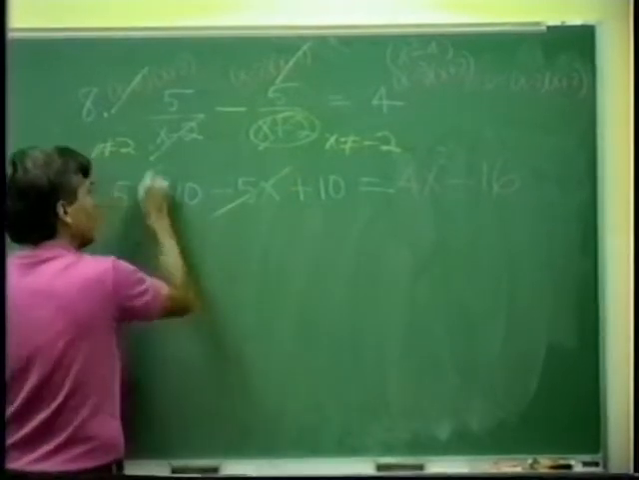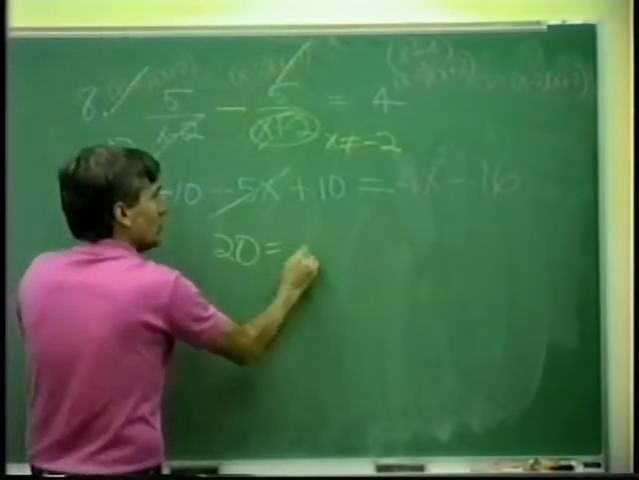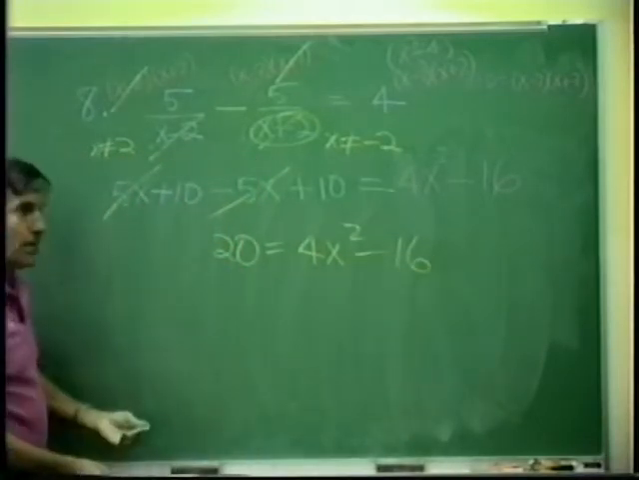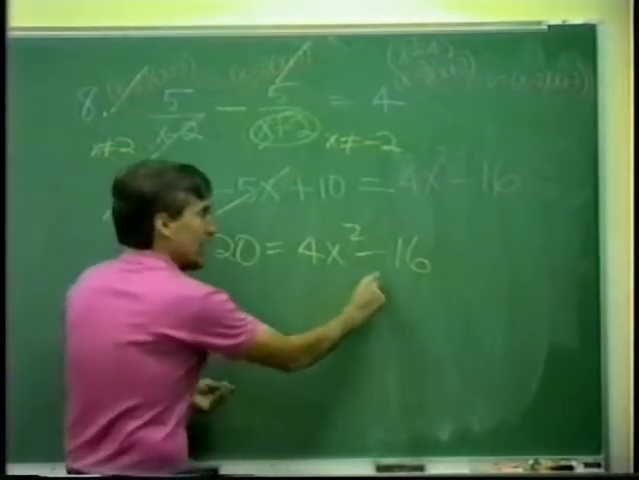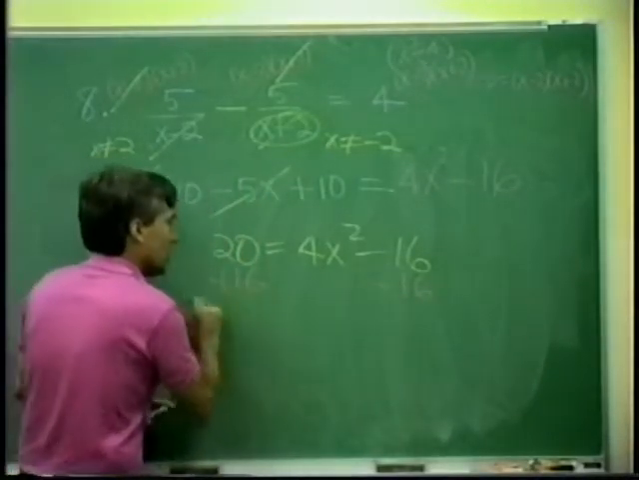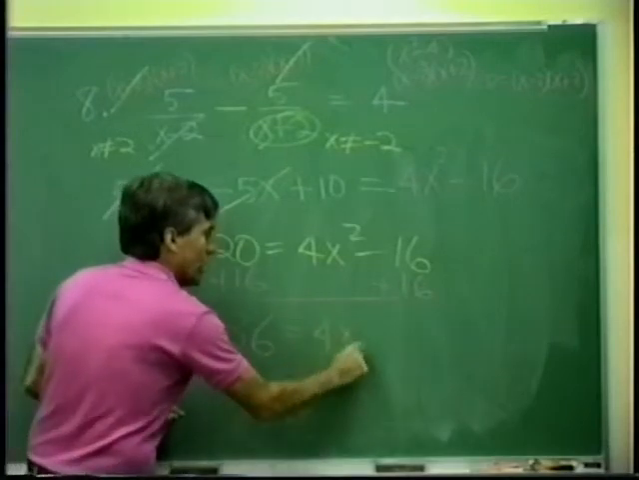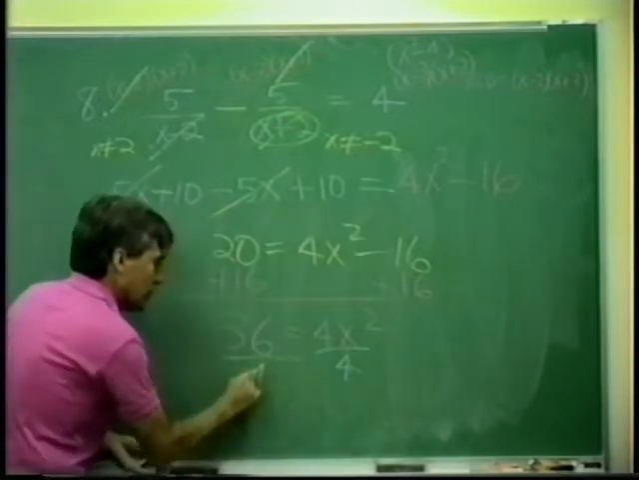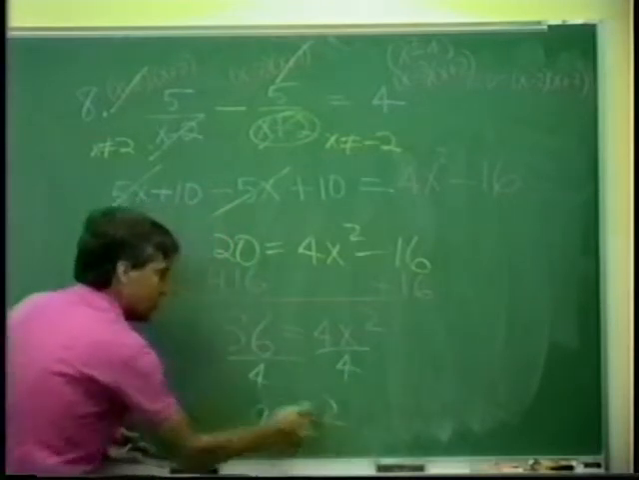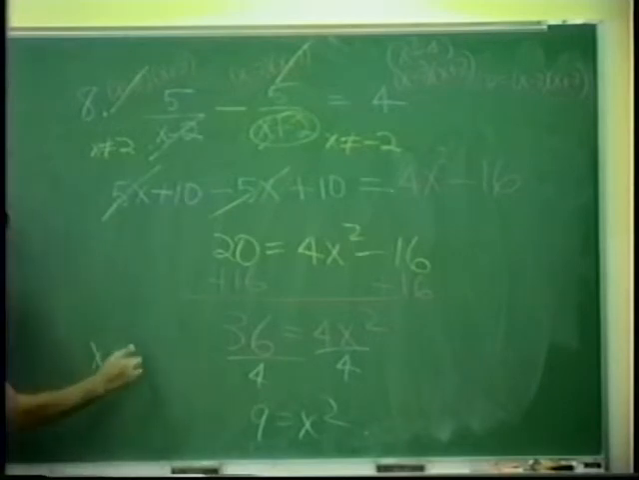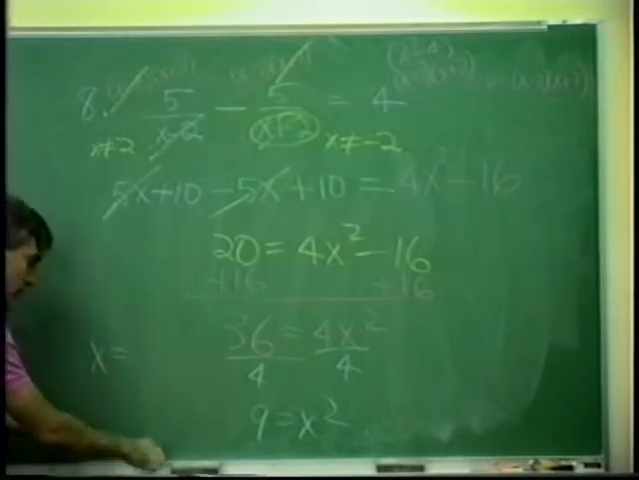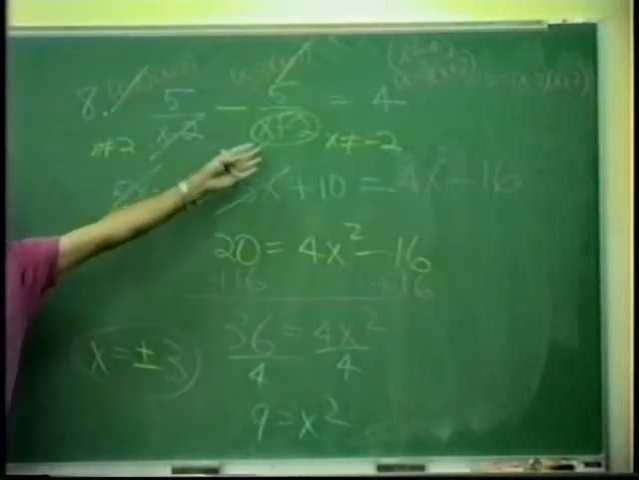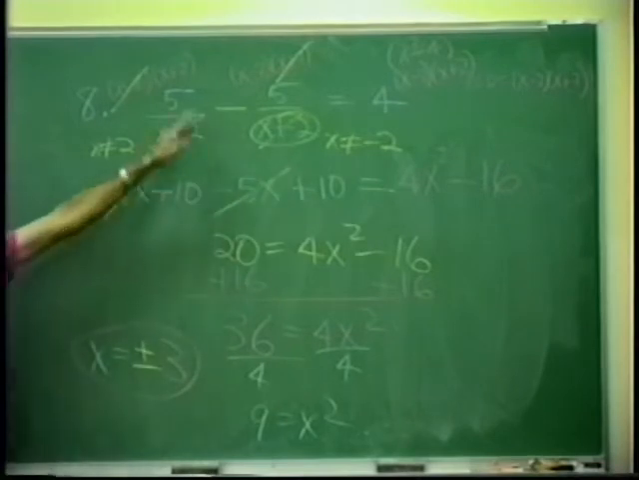Let's see, this subtracts out, that would give you what? 20 is equal to 4x squared minus 16. What would you do to solve for x? How about add 16 to both sides? And that would give you 36 equals 4x squared. Now what? Divide by 4, and that would give you 9 equals x squared. So x equals what? 3 or -3. In other words, plus or minus 3 is the answer. Does it make any denominator 0? No, it's okay, so that's fine.